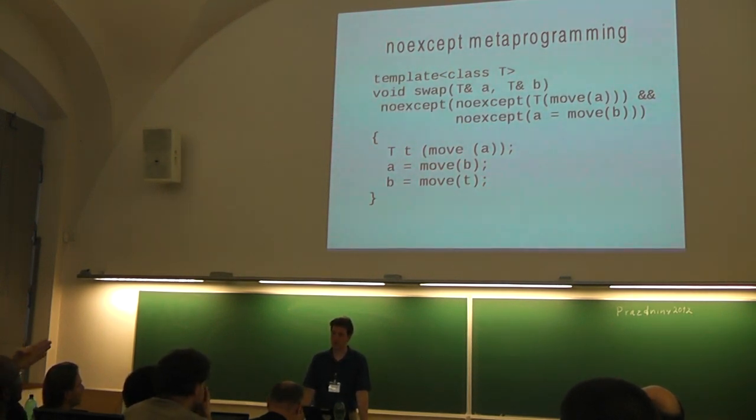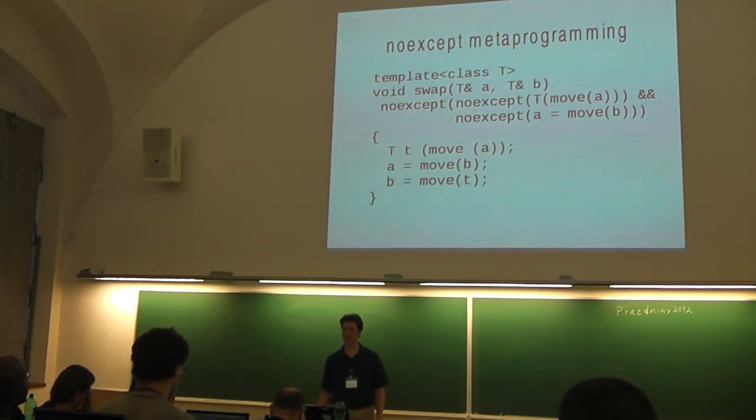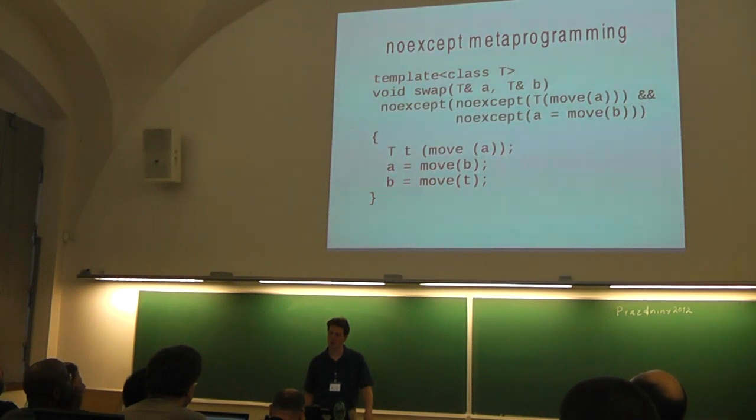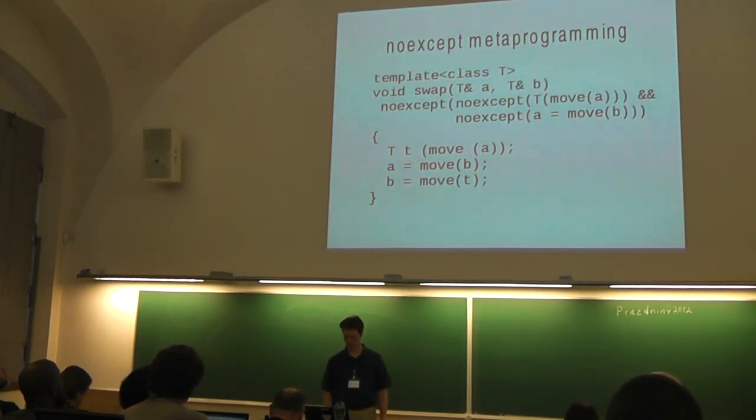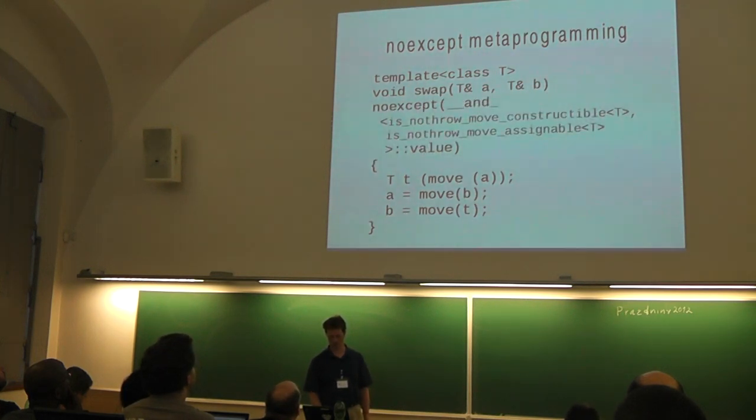Does it affect overloading or not? Overload resolution? No, the noexcept specifier does not affect overload resolution. In fact, it's not instantiated until the function is used. So that will pass all the properties of the arguments to this template. It says the swap is noexcept if everything can be swapped without throwing. Or if you prefer fewer ambiguous uses of the keyword noexcept, you can use traits.